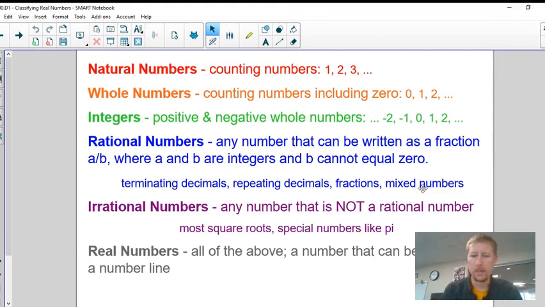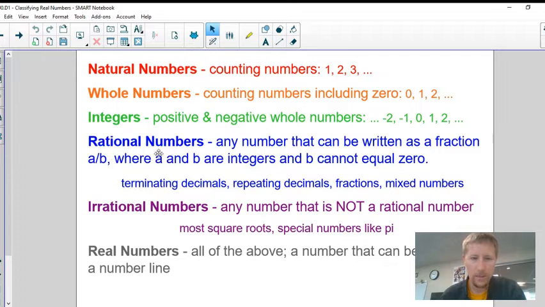And then mixed numbers, like 3 and 1/5. Well, we could rewrite that as a regular, I should say, improper fraction, where we have a bigger number on the top. So 3 and 1/5 would be like 16/5. And that's then written as a fraction of two integers, 16 over 5. So yeah, that's rational also.